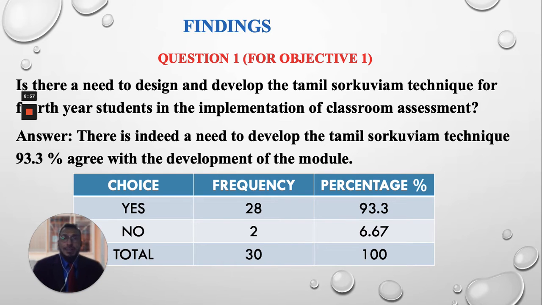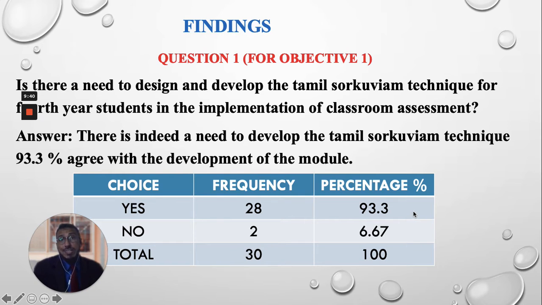So based on the objectives that we proposed in this research, the first question was, is there a need to design and develop the Tamil Sorcuviam technique for year 4 students in the implementation of classroom assessment? The answer was, there is indeed a need to develop the Tamil Sorcuviam technique. 93.3% of the students agree with the development of the module. If you can see this data over here, 28 students out of 30 students agreed to the Sorcuviam technique, where they want the gamification aspect in their learning methodology. And only 2 students said no. So a total of 93.3% agreed.